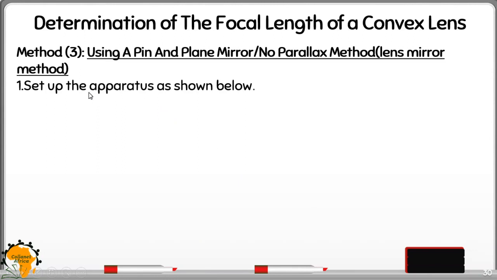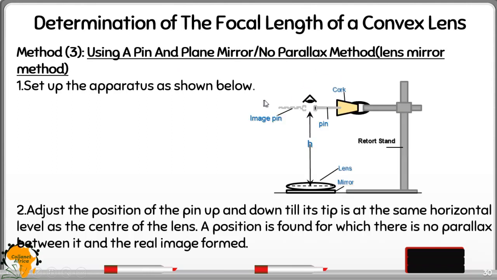We have the third method using a pin and a plane mirror. This one we call the no parallax method, and we have the arrangement as follows. You have the mirror. On top of the mirror we have the lens. Then you have the pin that is attached on a cork. You're supposed to adjust this pin up and down until you find that the image and the pin have no parallax. They just seem to be in the same position or the same line.